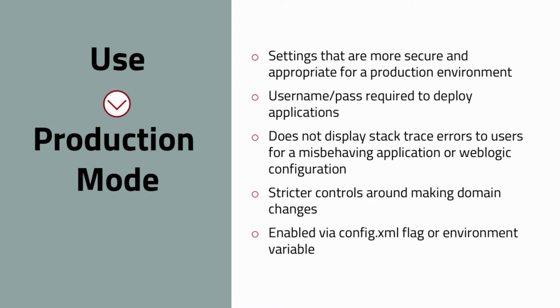So I kind of already touched on this. I'm going to blow through this really quick, but this is a little more in-depth look. Use production mode for your domains. Like I said, the settings are more secure. You need a username and password to deploy applications. Stack trace errors are not displayed. There are stricter controls around making domain changes.